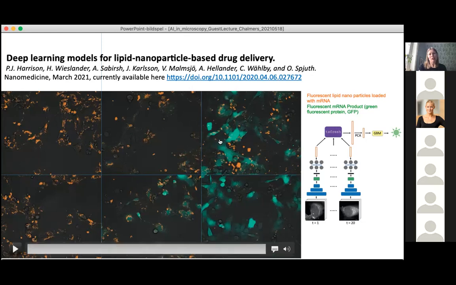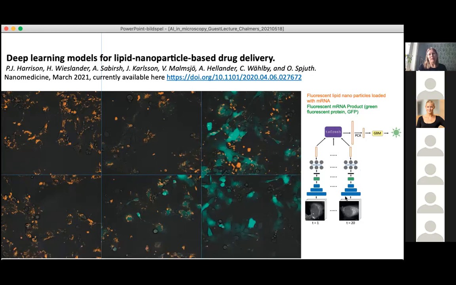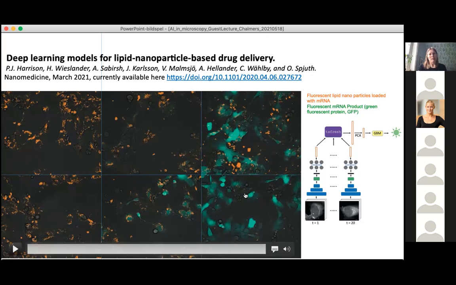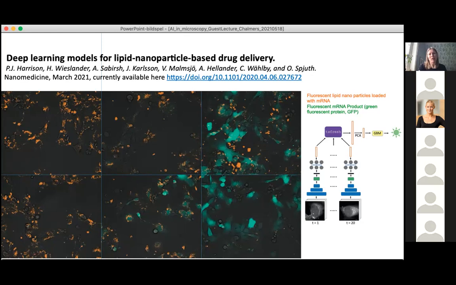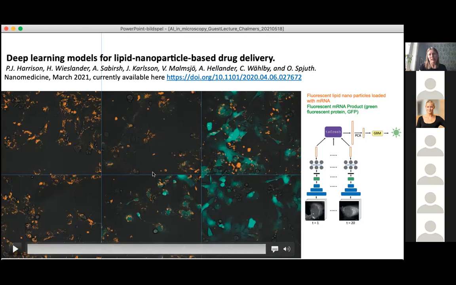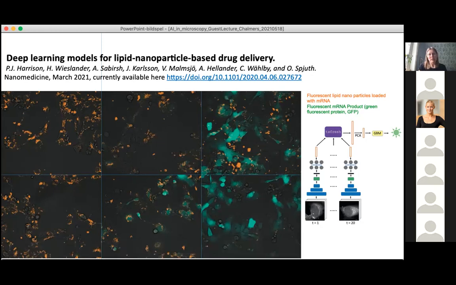And in order to understand this process, we are working with this type of time-lapse images and then a deep learning approach to see if we can predict what morphologies of cells lead to this green fluorescence. The goal of this whole project is to better understand how to best design these lipid nanoparticles to get the best possible uptake of the drug. If you want to read more about it, there's a link here. So it's time-lapse information that we incorporate in the networks.